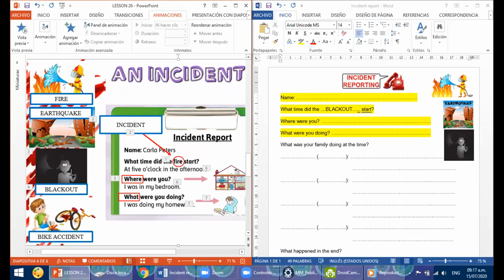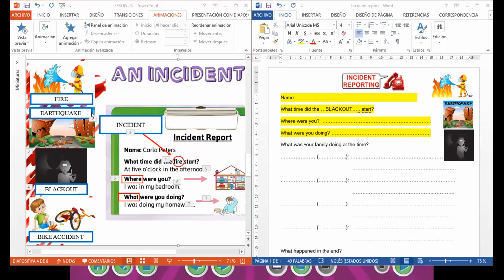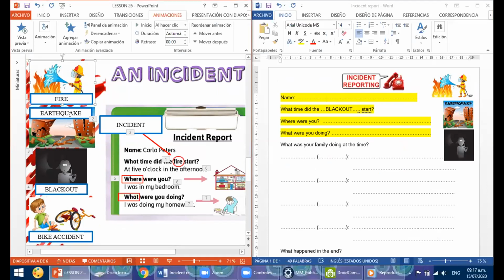Dime, Fabiana. ¿Podemos hacer otras situaciones que nos han mostrado? Sí, puedes escoger otras si tú deseas, pero en inglés. Okay, in English. Could be a fire, earthquake, blackout, bike accident. Could be a slip, for example. No, the accident could be a slip or I sprained my ankle.